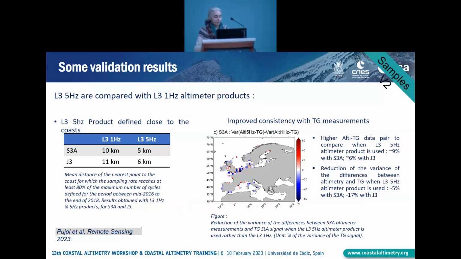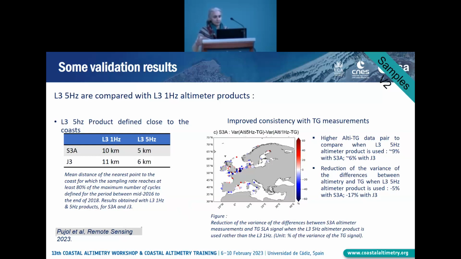And on the map here, you can see the reduction of variance of the difference between the altimeter product and the tide gauges when we are using the 5 Hz product instead of the 1 Hz product. So blue color means that the 5 Hz is in better agreement with the tide gauge compared to the 1 Hz. So at the global mean over the European region, we have a good reduction of the variance of the difference with tide gauge when we are using the level 3 5 Hz product. This reduction reached nearly 5% to 17%, depending on the altimeter considered.